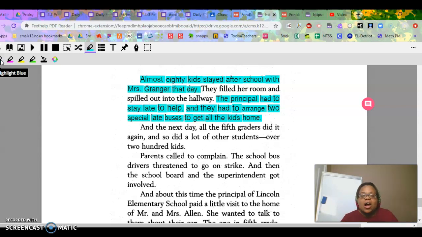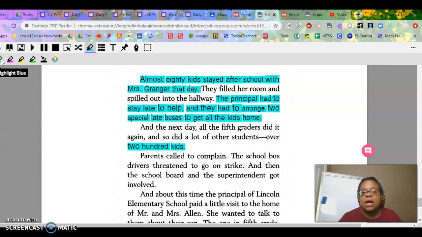And the next day, all the 5th graders, they did it again. So not just, oh, we had to stay late, we got in trouble. They did it again. So again, the principal has to stay late. Again, he has to arrange for other children to be able to get home. And so did a lot of other students, over 200 kids. So there were 80 kids the first time. Now we have over 200 kids. He probably had to arrange even more buses.